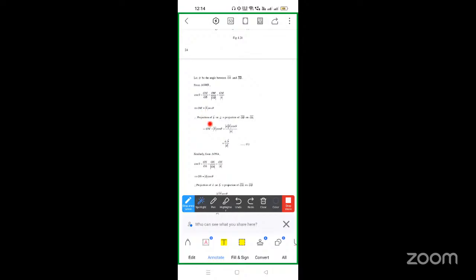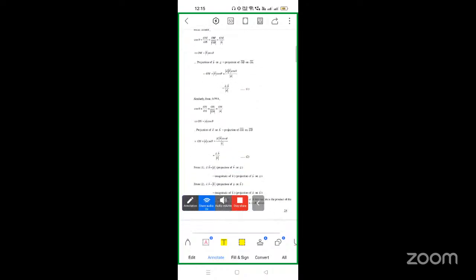So the projection of B on A bar is equal to the projection of OB bar on OA bar, which is OM, equal to mod B bar cos theta. So that is mod A mod B cos theta by mod A, which is equal to A dot B by mod A. By the direct definition, A dot B is mod A into mod B into cos theta. So the projection is A dot B by mod A, equation 1. Similarly, we can get A dot B by mod B bar.